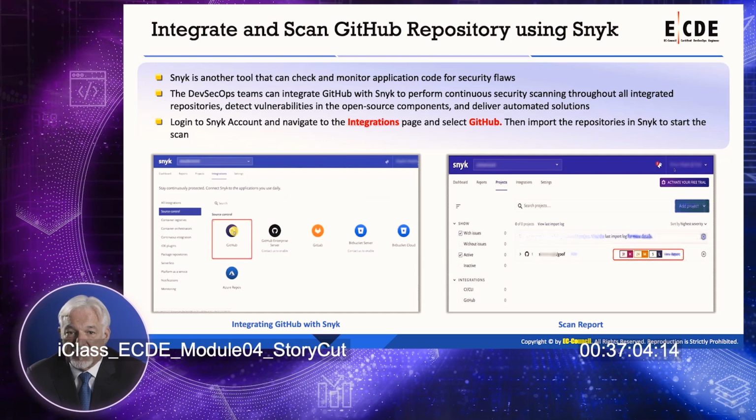Log into your SNCC account and navigate to the integration page and select GitHub. Then import the GitHub repositories into SNCC to start the scans. You can see integrating GitHub on the left with SNCC and running the scans. Once they're imported, they're run, and you see the report on the right side.